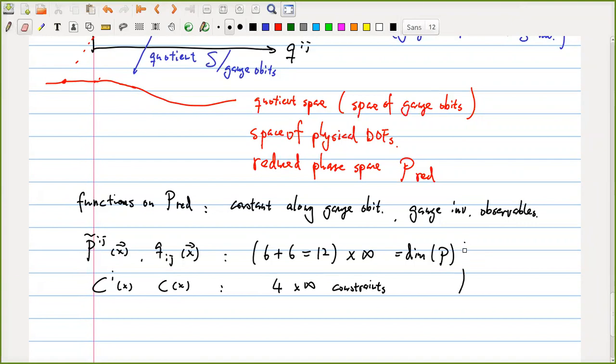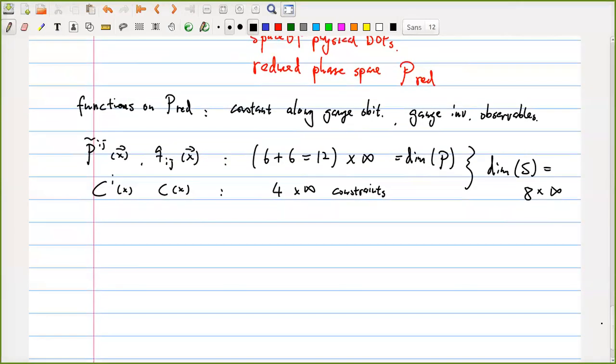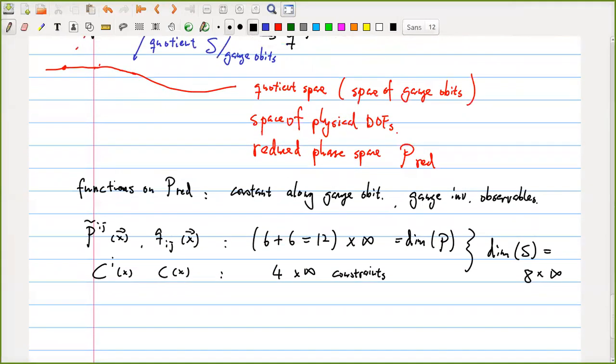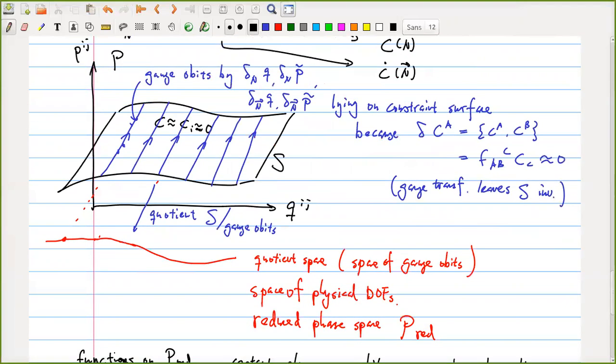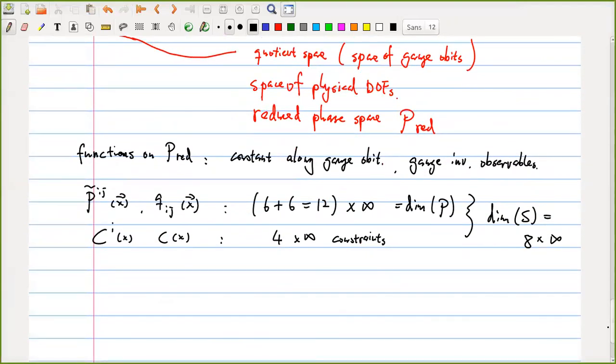Okay, so you just subtract them. You get the dimension of the constraint surface equals 8 times infinity. So 12 minus 4 equals 8, 8 times infinity. This is the dimension of the constraint surface, but the constraint surface has gauge orbits. So you need to make a quotient of the gauge orbits. Then you need to count the dimension of the gauge orbit, the number of gauge transformations.